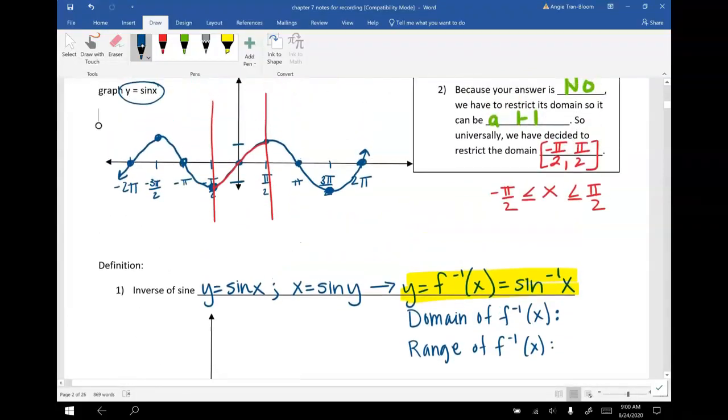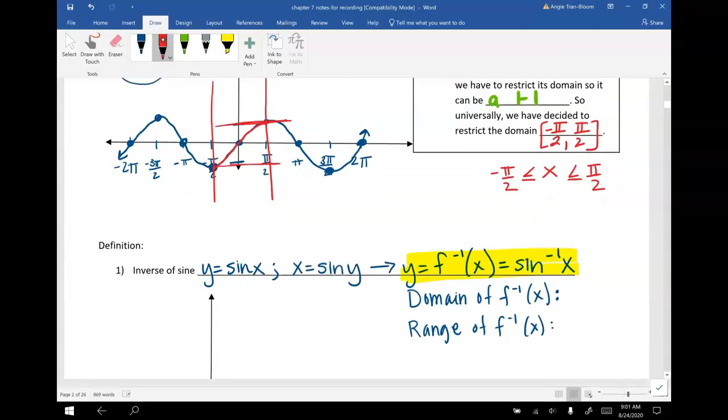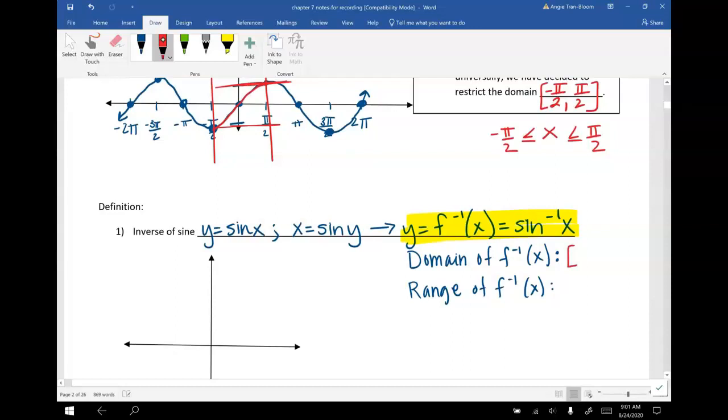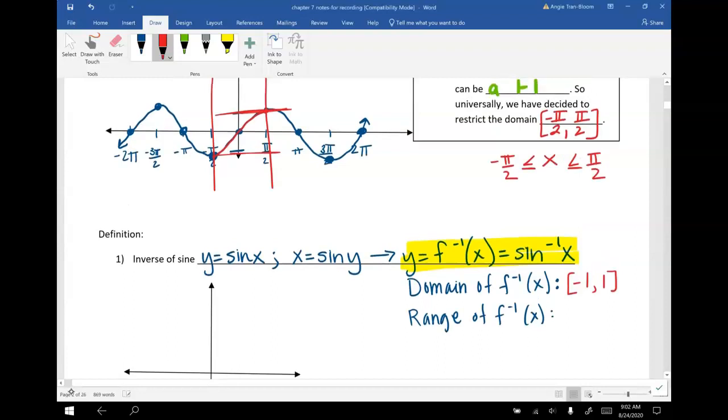Well, if you look up here, you agree that the range of the regular sine function is just from -1 to 1, so we are going to write in inclusive -1 to 1. You must know this. The range now of the inverse is the domain of the original.